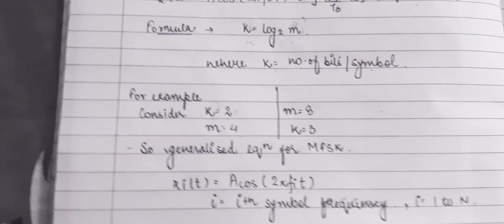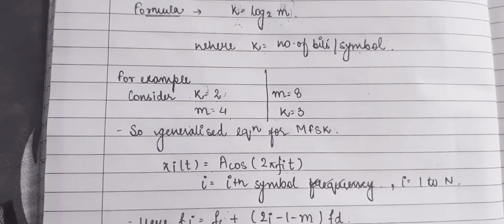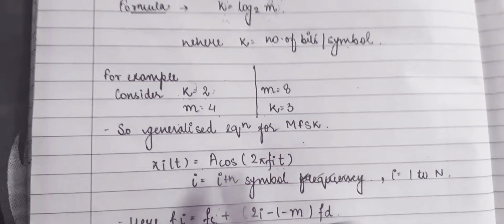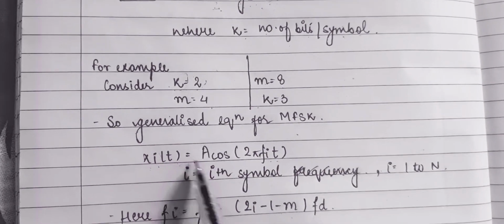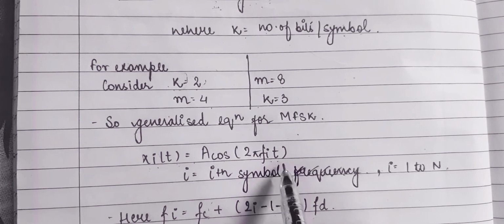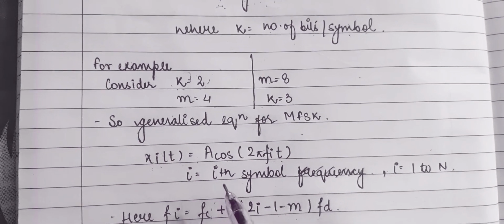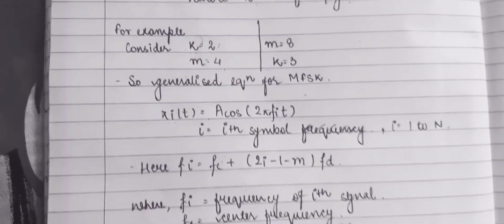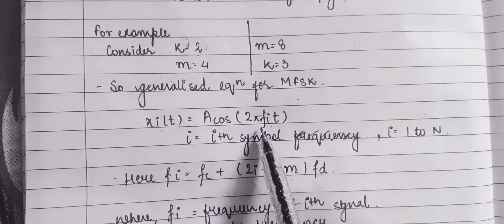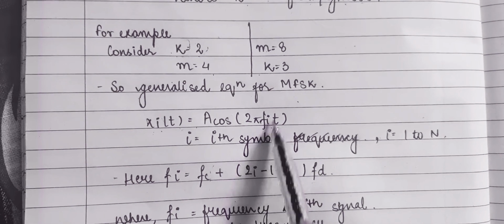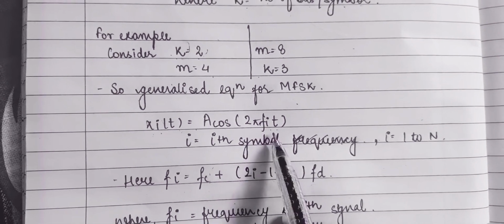Now, if we talk about the generalized equation for MFSK, xi(t) is equal to A cos 2 pi fi t, where i represents your ith symbol, where i varies from 1 to M. Here fi will be your ith symbol frequency.